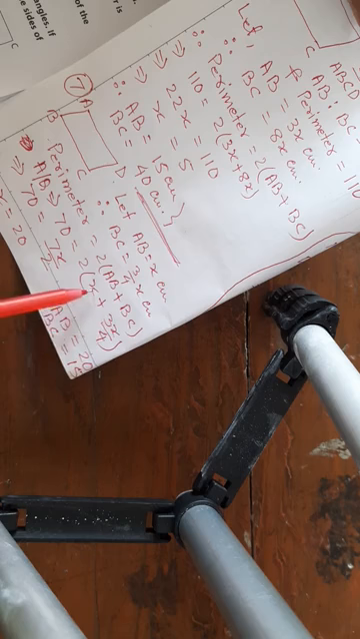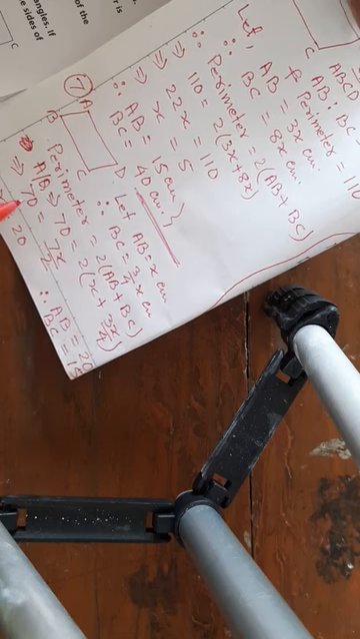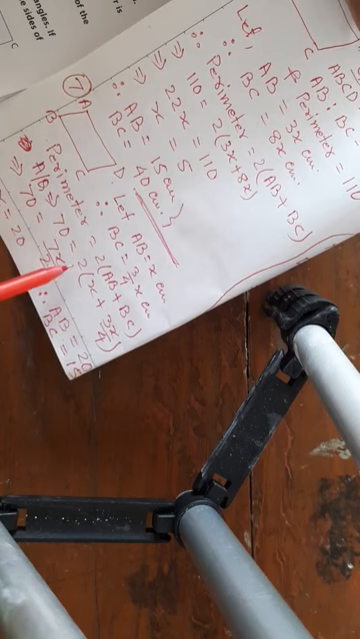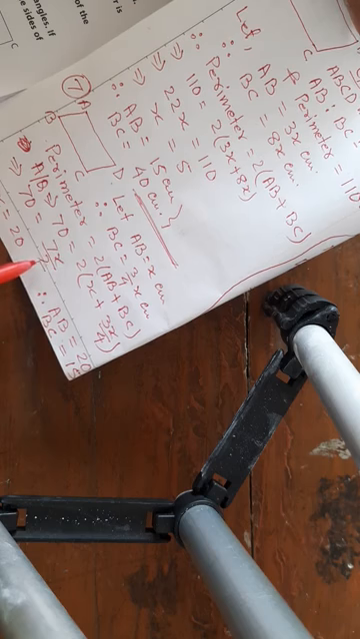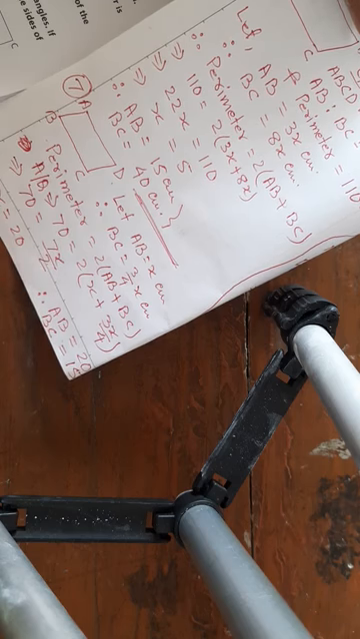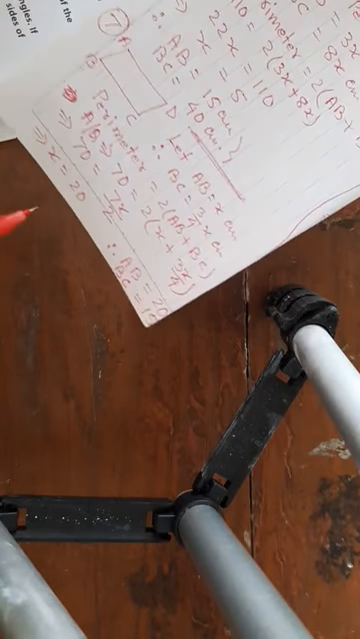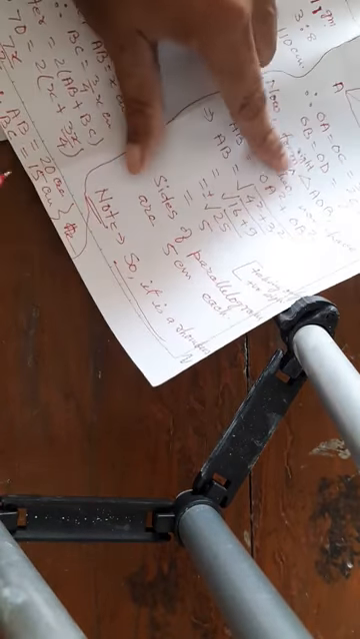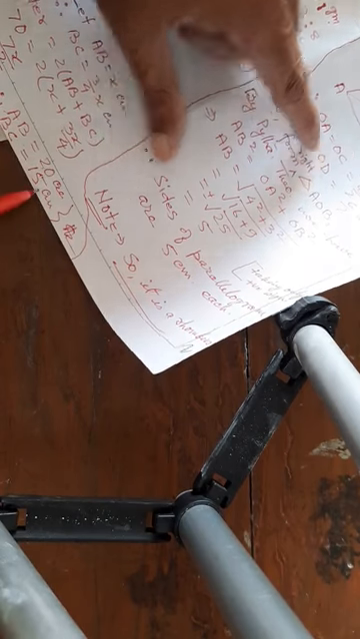Taking LCM, 4x plus 3x, 7x by 4. So 70 is equal to 7x by 4 into 2, 7x by 2. Or x is equal to 20. Hence, sides AB is equal to 20 centimeter, BC is equal to 15 centimeter.